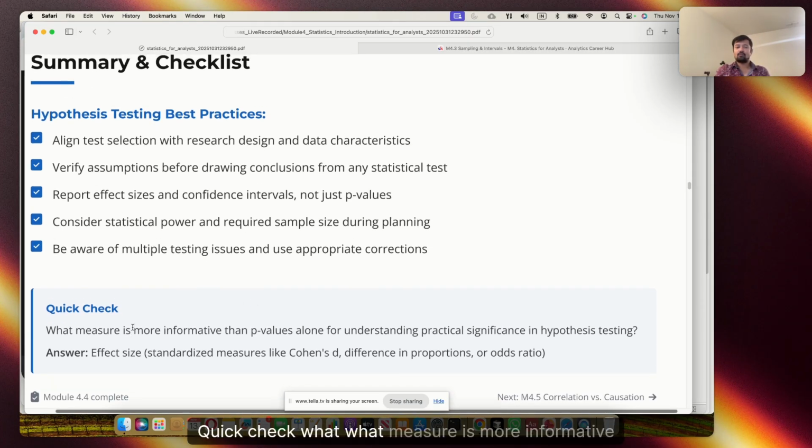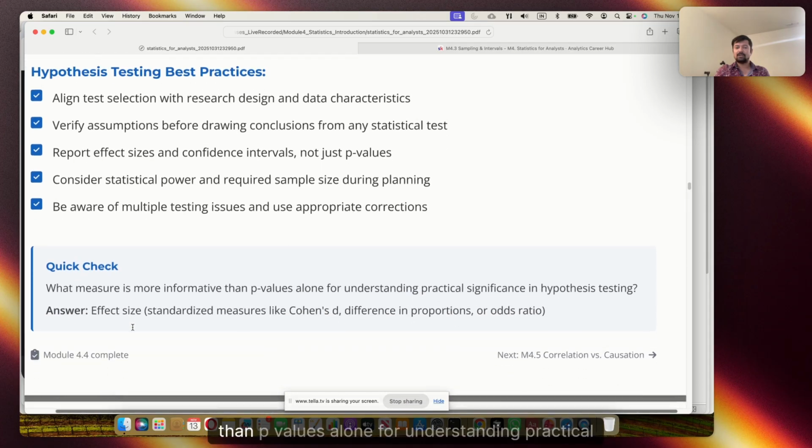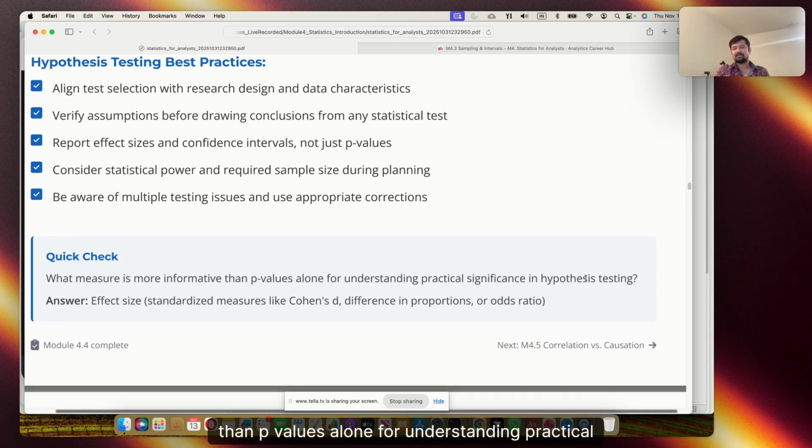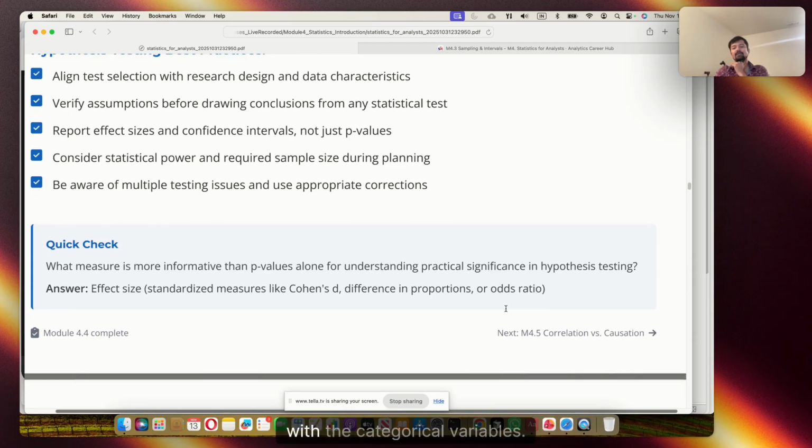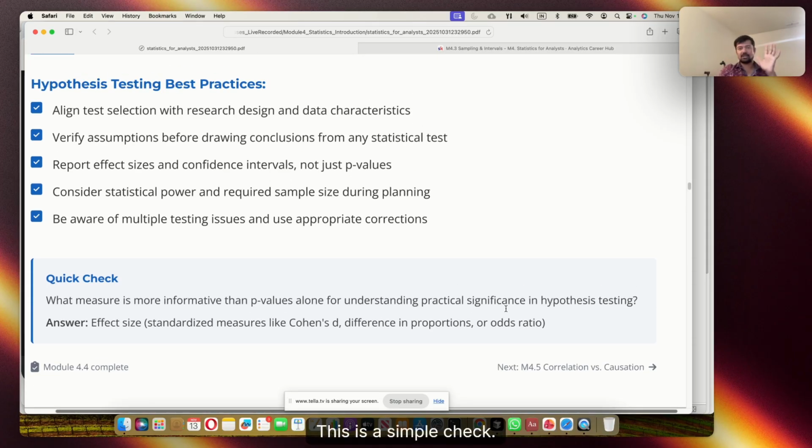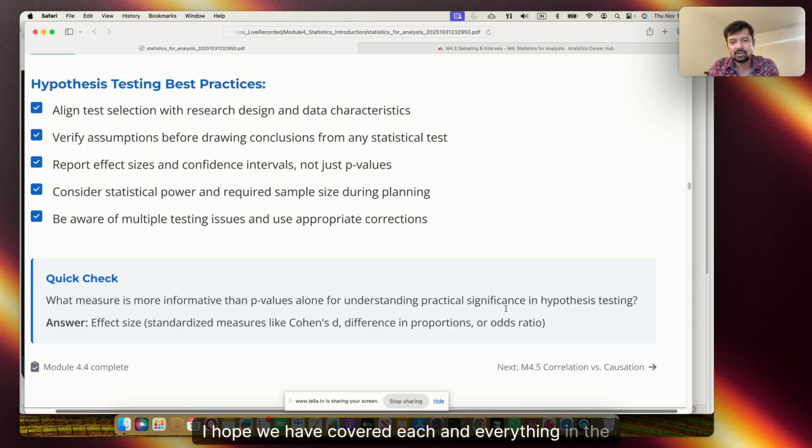Now a quick check: what measure is more informative than p-values alone for understanding practical significance in hypothesis testing? You can use the effect size. You can compute Cohen's d for differences in means, or you can use the odds ratio for proportions. You can use the odds ratio when you're working with categorical variables. This is a simple check. I hope we have covered everything in hypothesis testing in this module.